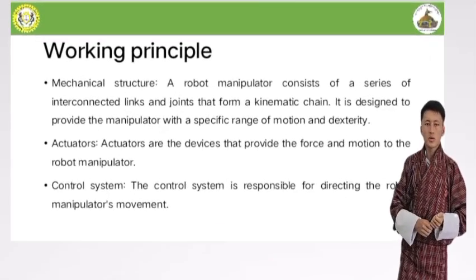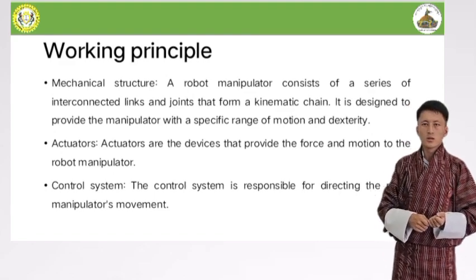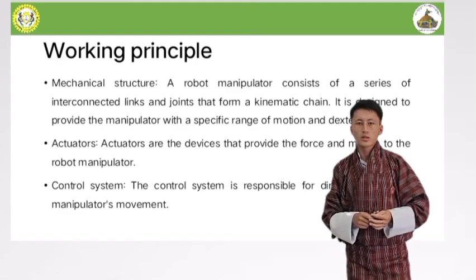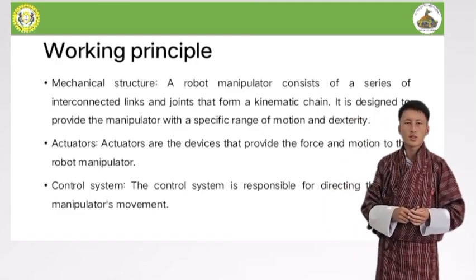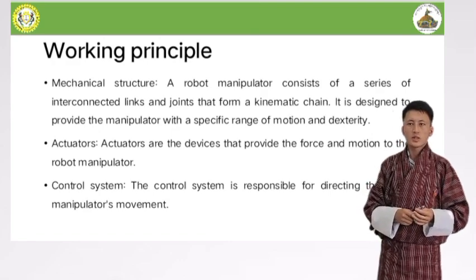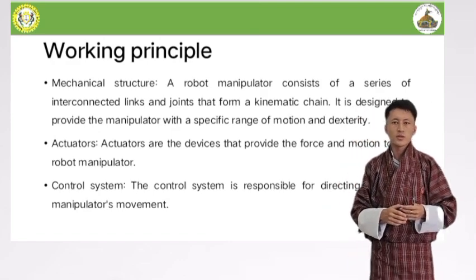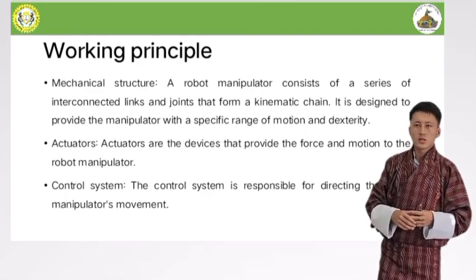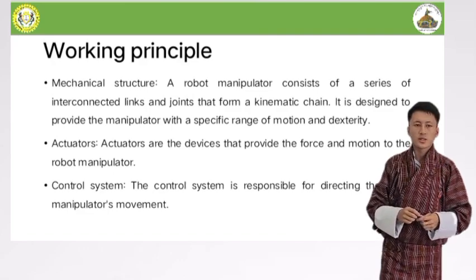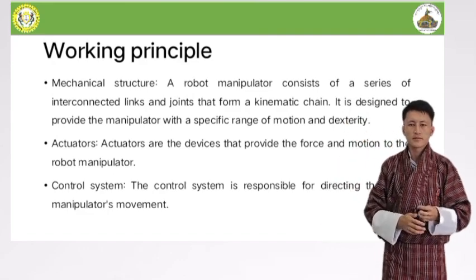So now I am going to present on the working principle of robot manipulators. So we have the mechanical structure. A robot manipulator consists of a series of interconnected links and joints that form a kinematic chain. The links are the rigid members that connect the joints, and the joints allow for movement in various directions, such as rotation or linear motion. It is designed to provide the manipulator with a specific range of motion and dexterity.